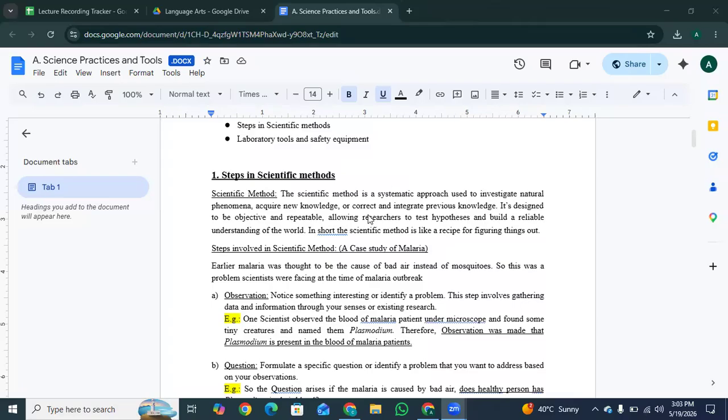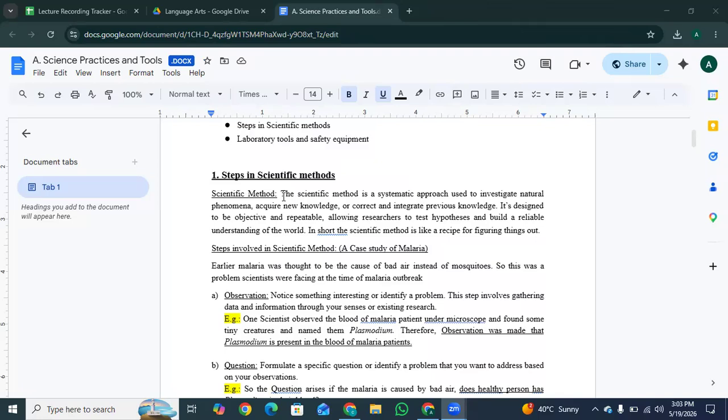Hey students, so today we are going to discuss the topic of scientific practices and tools. So, what is the scientific method basically? Think of the scientific method as a step-by-step recipe for figuring things out. Okay? It is a reliable, repeatable way for scientists to look at the world, test ideas, and find out the truth. Okay? So, let's discuss its definition.